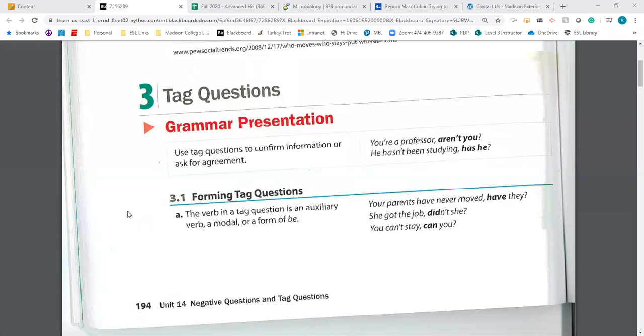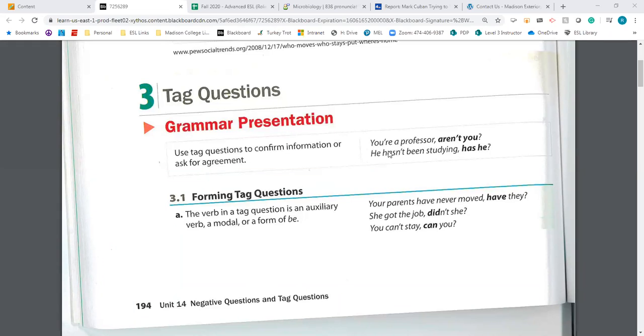Okay, so we are looking at tag questions as part of Unit 10. The reason we're going to do this bonus grammar lesson is because tag questions are very similar to embedded questions in how they function. Both tag questions and embedded questions help us soften our question or be more polite than asking a direct question. And so we use them to confirm information or to ask for an agreement.